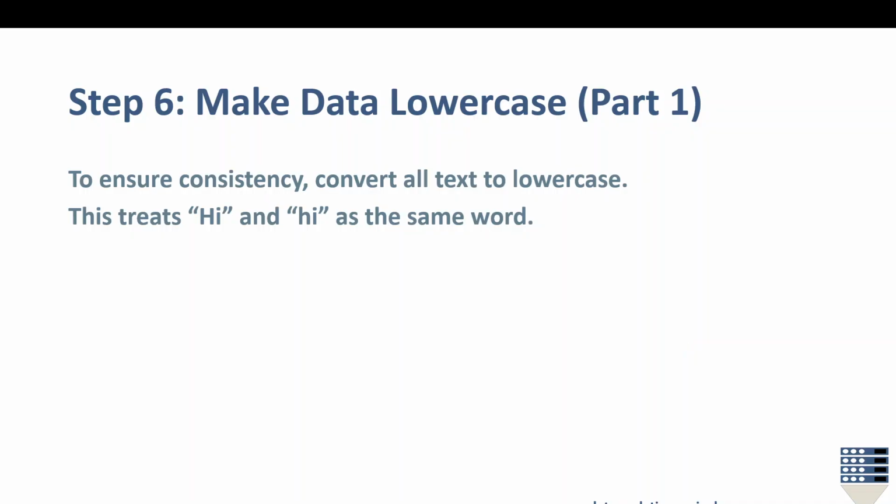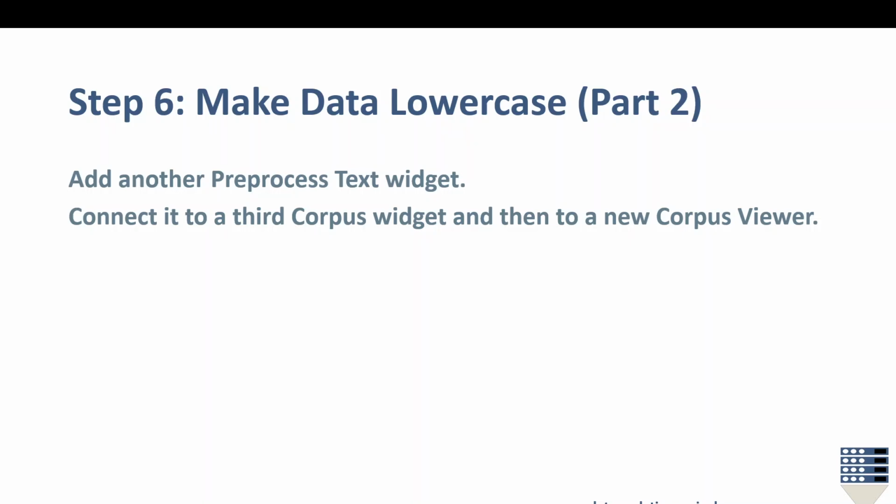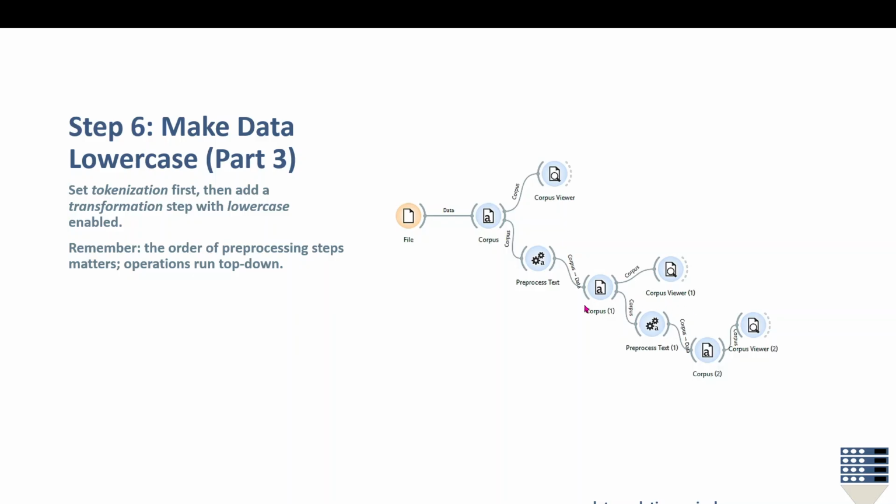Okay, so the next step in our 3 stages of pre-processing is going to be to make the data lowercase. Because you don't want, for example, the word hi with a capital H and with a lowercase h. Because in computer land, the coding is different for these 2 formats of the word hi, and you don't want that. So typically you want to convert everything to lowercase, and that will involve another pre-processing text widget. Again, once you get good at this, you just kind of do it all in one whoosh, but I want to do step, step, step. And then you're going to add another corpus widget and another corpus viewer. And it's going to look like this, and yes, it will get a little busy looking.